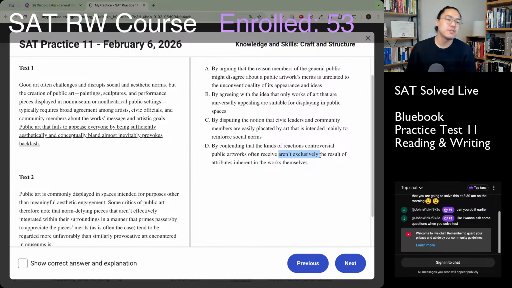And this is obviously correct because it's not exclusively about the controversialness or the disruptiveness of the art itself. It's also about whether it's integrated. And so I should have seen that my prediction matched up with dog. So this was a failure for me to match up.